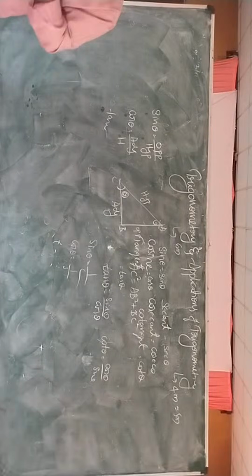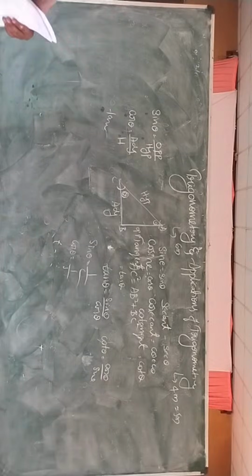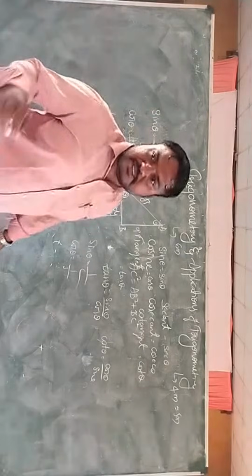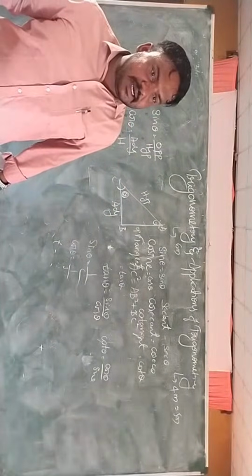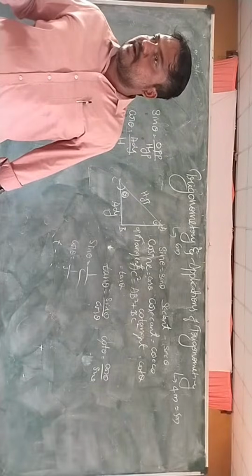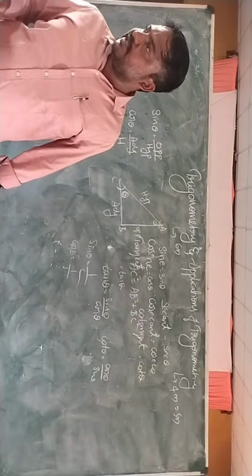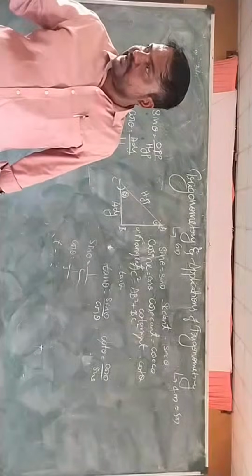Then after this, identities. 3 important identities. The first identity is sin square theta plus cos square theta is equal to 1. The second one, 1 plus tan square theta is equal to sec square theta. And the third one, 1 plus cot square theta is equal to cosec square theta. So these are the 3 main identities.